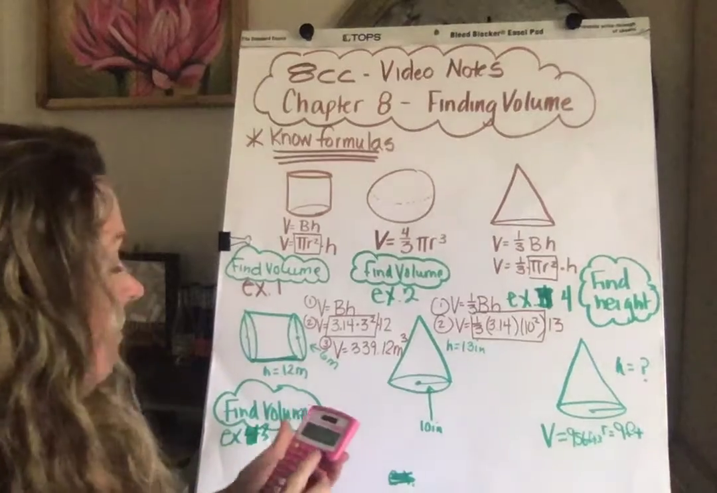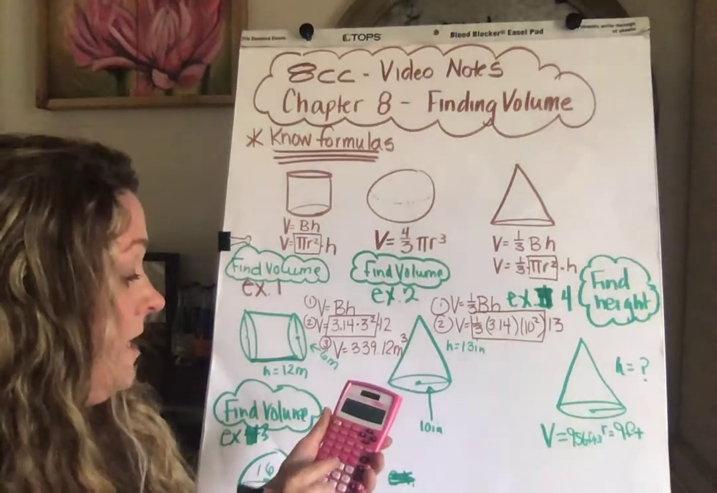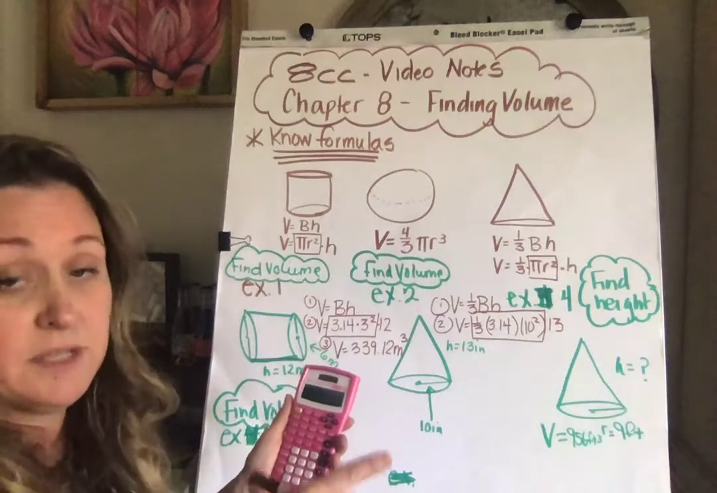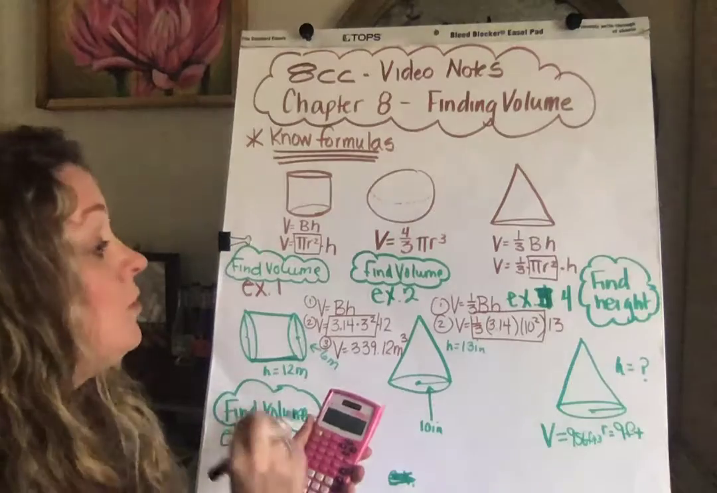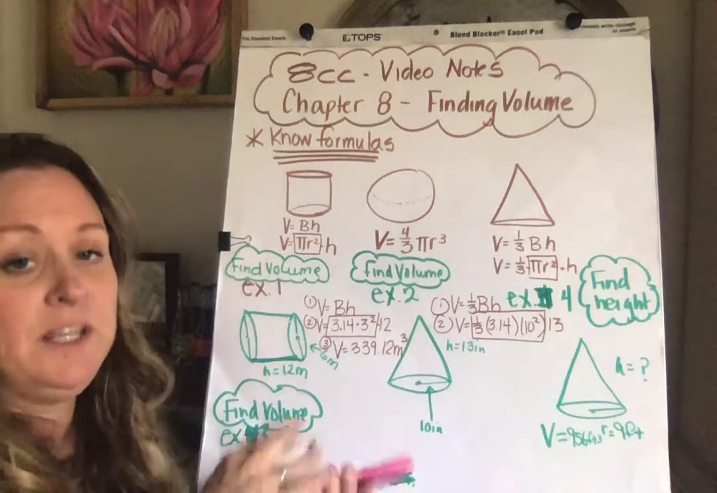So now I'm going to take out my calculator. Now you have 2 options here. You can go ahead and use your fraction key to do 1/3 times 3.14 times 10 times 10 times 13, or you can do 3.14 times 10 times 10 times 13, hit equal and divide by 3.